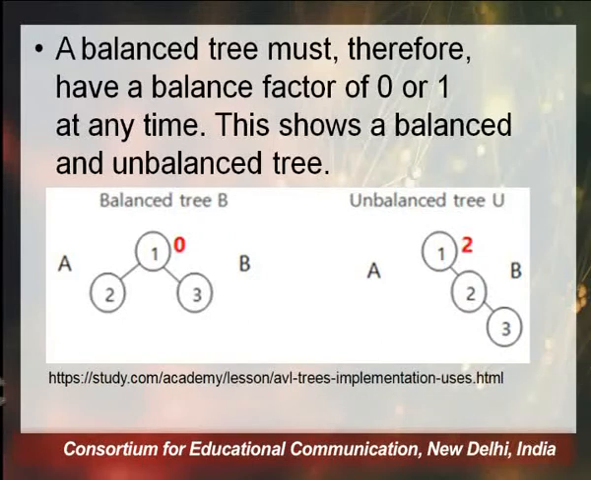So 2 obviously is greater than 1, so we have an unbalanced tree, while the tree on the other side has a balance factor of 0 for the node having key value 1. So that's a balanced tree. Now coming to this unbalanced tree, in this unbalanced tree we have 2 more nodes which are 2 and 3.